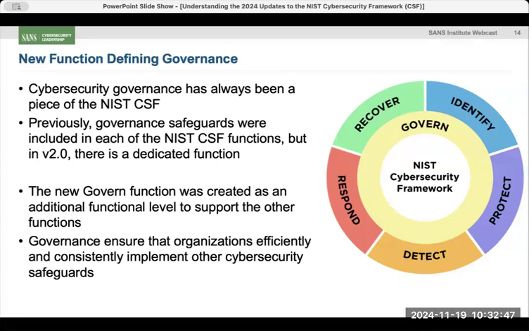So it's not that the governance sections were just brand new, but now there's this dedicated function where all those governance statements can be put together. And I think that was a wise decision. I like what NIST did here as far as putting these things all in one place to help us understand what governance requests were going to be in place.